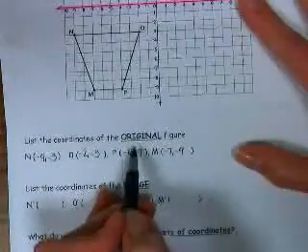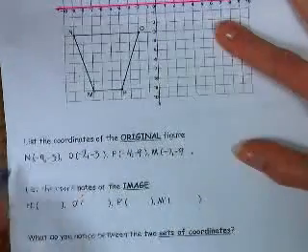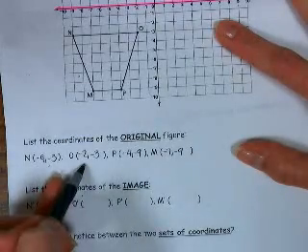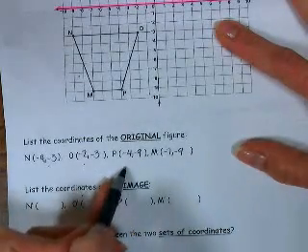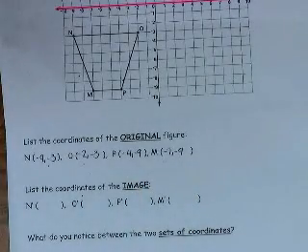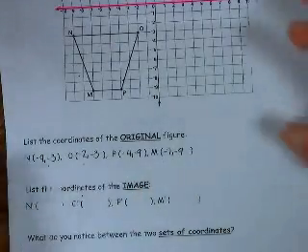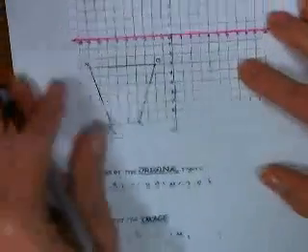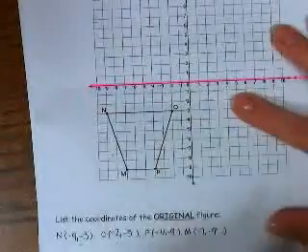So take a look at the coordinates of the original figure. N is -9, -3, so fill these in, please. O is -2, -3. P is -4, -9, and M is -7, -9. Take a second to fill those in. We already talked about the objects being equidistant from the line of reflection. So that's the way we're going to flip this to begin with.